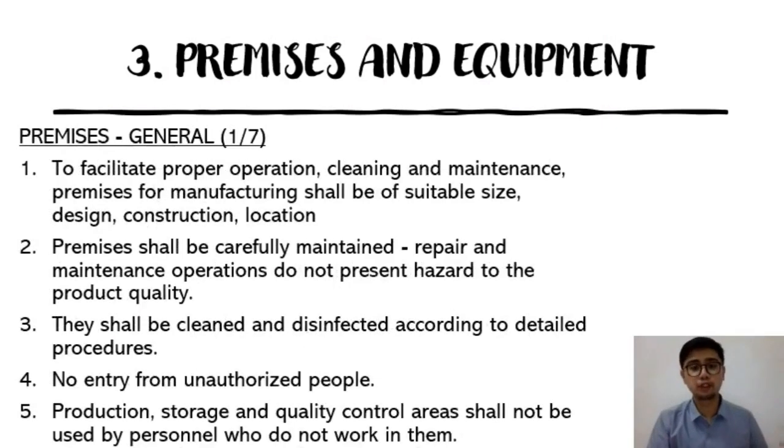Specifically, the premises should be of suitable size, design, and construction and placed in a suitable location to facilitate proper operation, cleaning, and maintenance. The maintenance and the repair operation should not present any hazard to the quality of the product. It should be clean and disinfected according to the detailed written procedures. Other than that, steps shall be taken in order to prevent entry of unauthorized people in the premises. And the production, storage, and quality control area should not be used as a right-of-way by personnel who do not work in them.